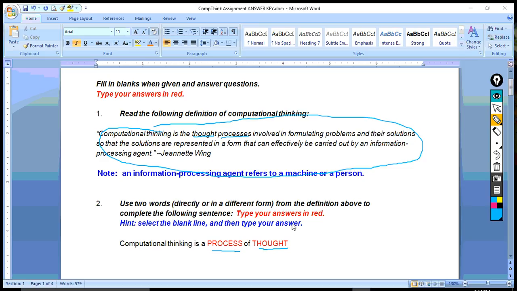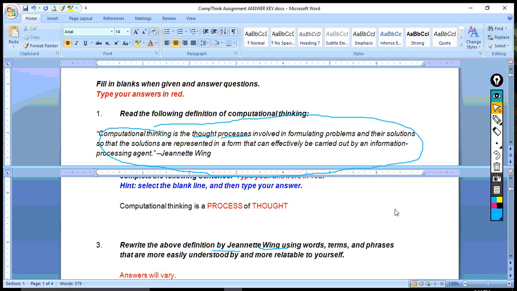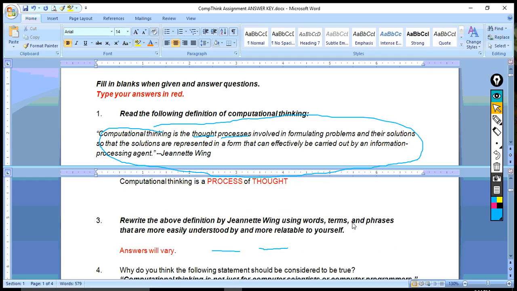And so as we go on here and we look down further, it says to then rewrite the above definition using words, terms, and phrases that are more easily understood and more relatable to yourself. I'm not going to give you any answers on that, but the students that gave their ideas in class did very well. And if you were able to rewrite this, not using the exact same words, but in words that made more sense to you, then that would be helpful.